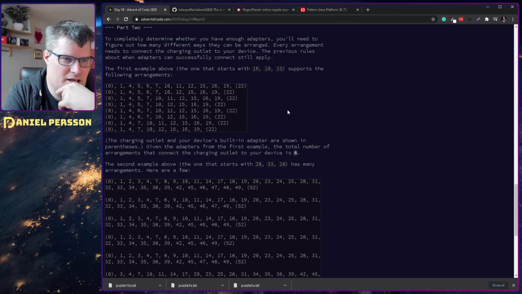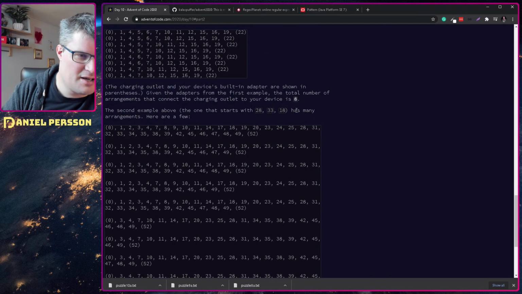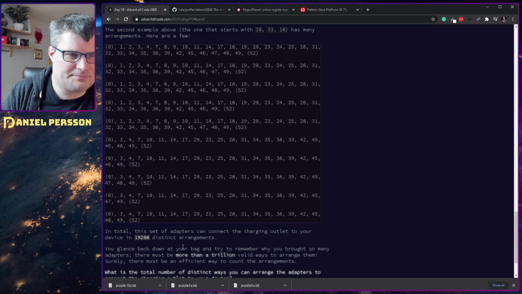So that's one way to do it. Okay. The charging outlet and your device's built-in adapter are shown in the parentheses. Given the adapters from the first example, the total number of arrangements that can connect the charging outlet to your device is 8. The second example above starts at 29 and has as many arrangements as there are. Here are a few. Okay.